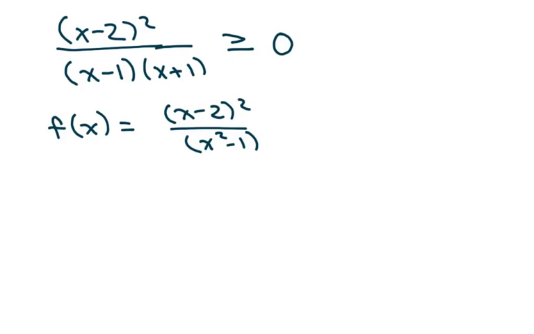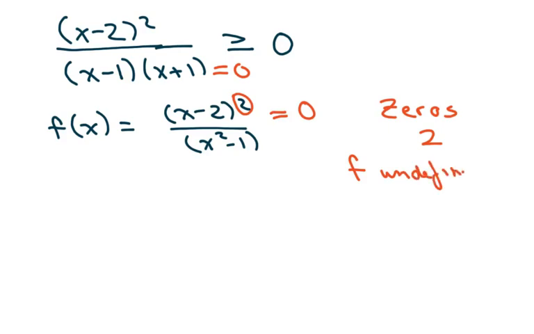Therefore, we've got to find our zeros first. And the zeros are found by making the numerator 0. So our zero is just going to be 2. Remember, with polynomials, that would be a multiplicity of 2 there, but we just have 1 zero. Our denominator, when you set that to 0, f is undefined at 1 and negative 1.